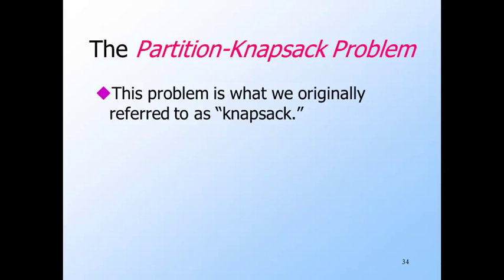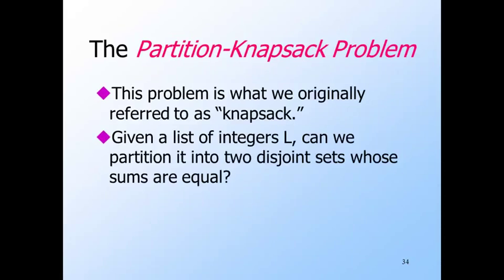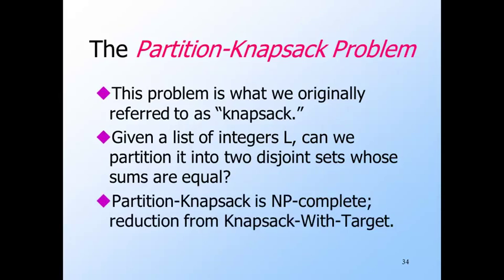We're now going to prove the original knapsack problem is NP-complete. We'll refer to it as partition knapsack, but it is exactly what we earlier called just knapsack. That is, given a list of integers, can we partition them into two disjoint sets with equal sums? We'll show partition knapsack to be NP-complete by reducing knapsack with target to it. Remember, we already saw that partition knapsack is in NP, but if you forgot, just guess the partition and sum the two sets. Here's the essence of the reduction from knapsack with target to partition knapsack.